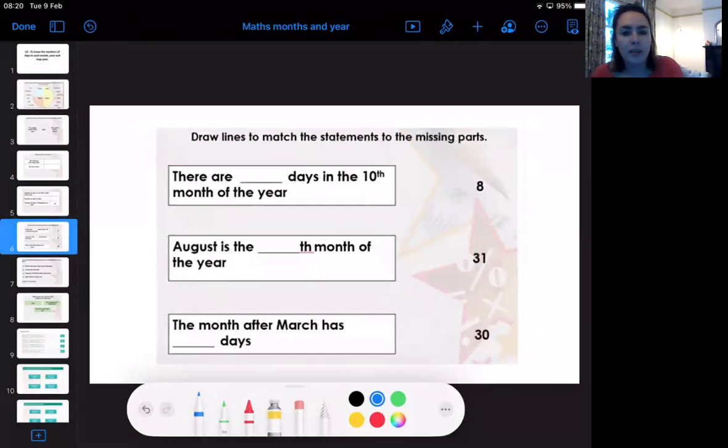Draw lines to match the statements to the missing parts. If you would like to have a go independently, pause the video and have a go. You can just fill in the blanks. If not, I'm going to look at this one.